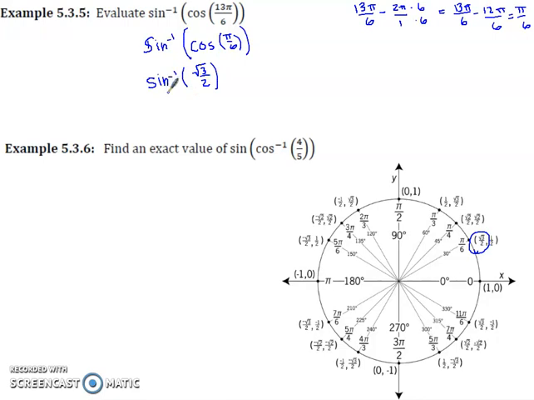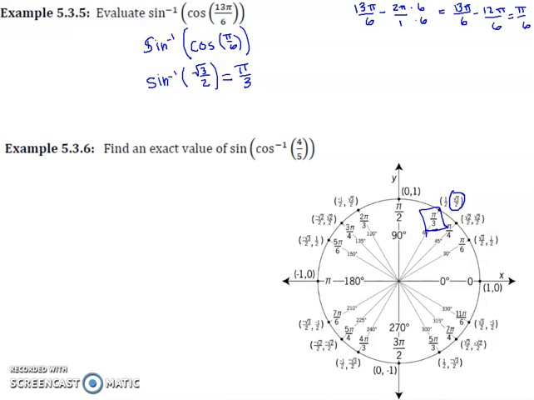And now I want the angle that gives me a sine value of square root 3 over 2. And we are looking in either the first or the fourth quadrant since we are dealing with an inverse sine. So in the first quadrant, I have a positive sine value of square root 3 over 2 at the angle pi over 3. So inverse sine of square root 3 over 2 is pi over 3.